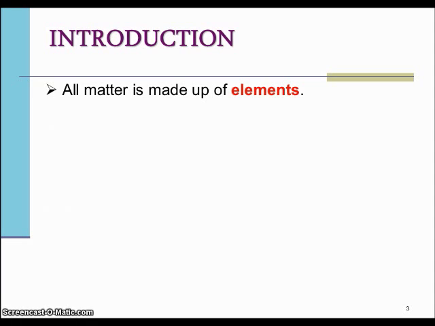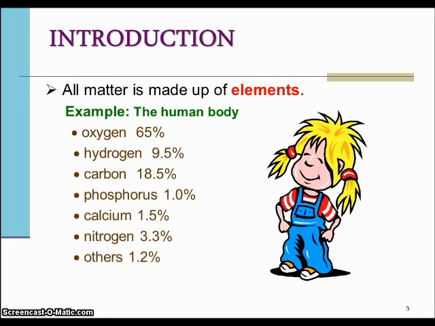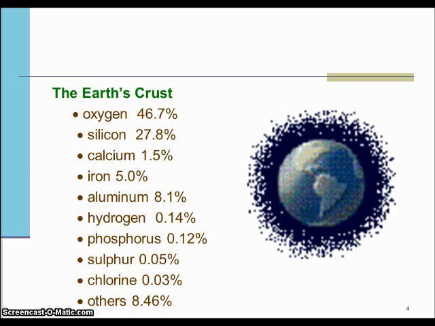Now, we know that all matter is made out of elements. For example, the human body is made out of oxygen, hydrogen, carbon, calcium, phosphorus, nitrogen, as well as other elements. Another example, the Earth's crust is made out of different elements. They are listed over here.